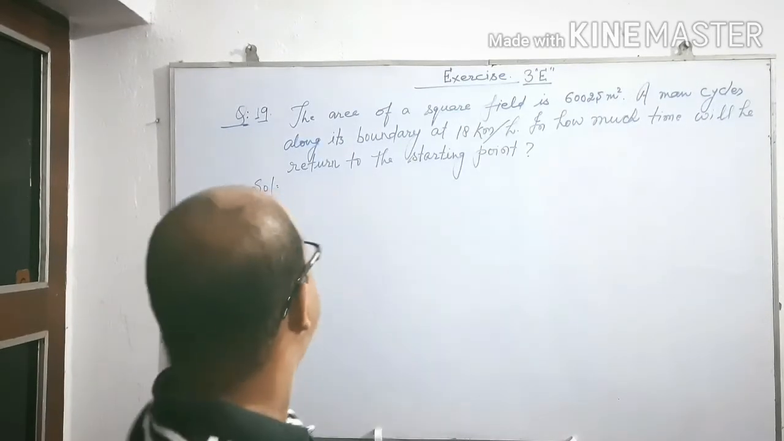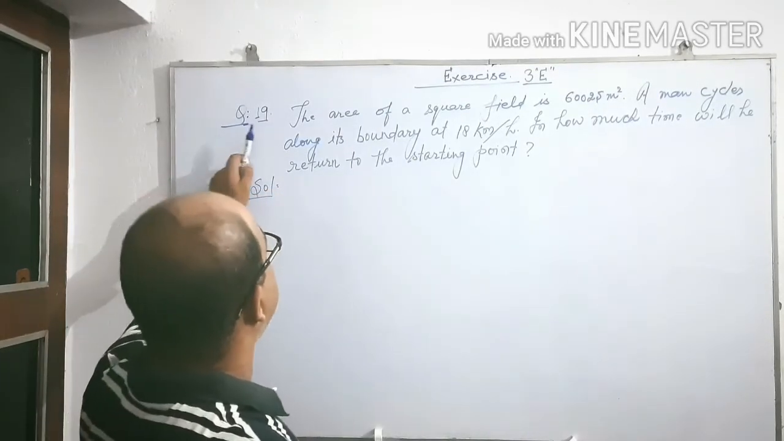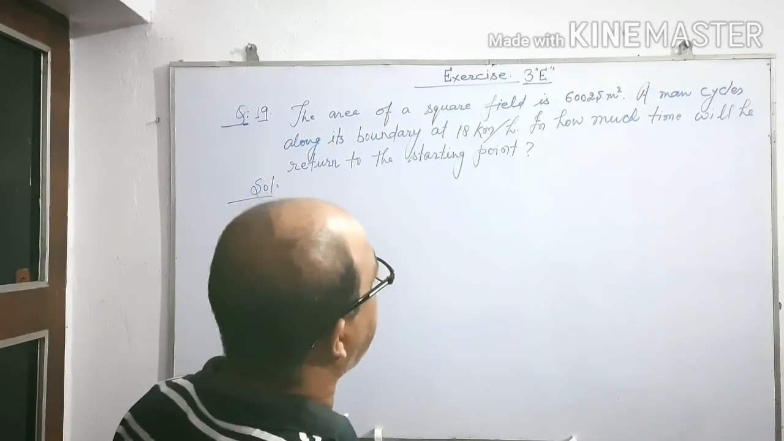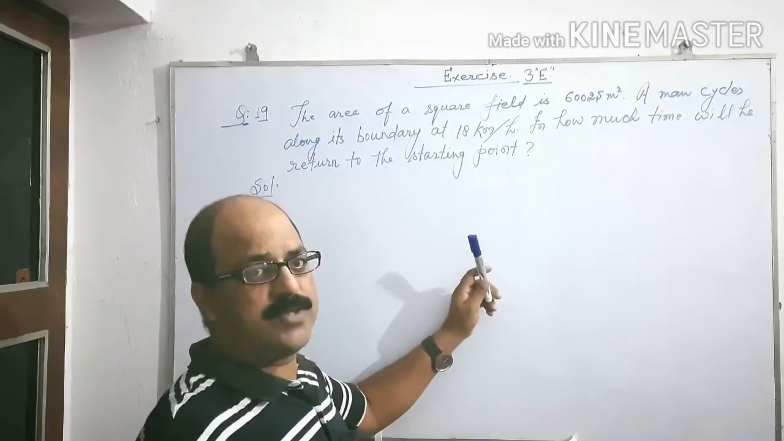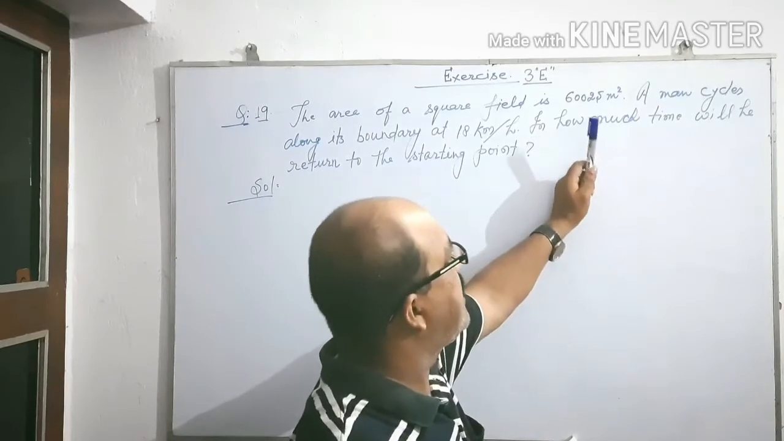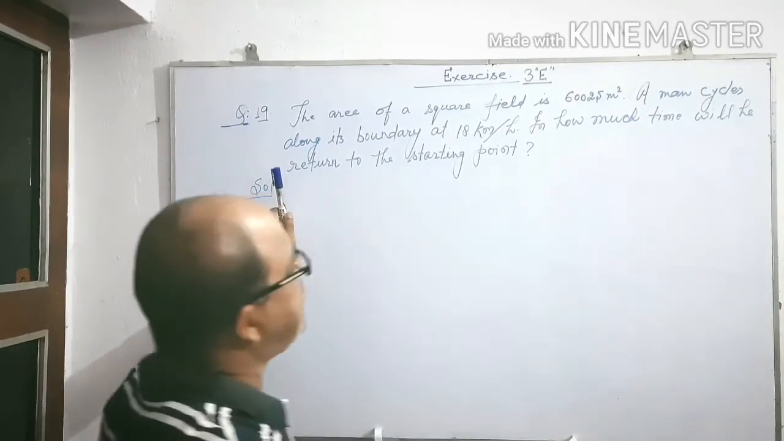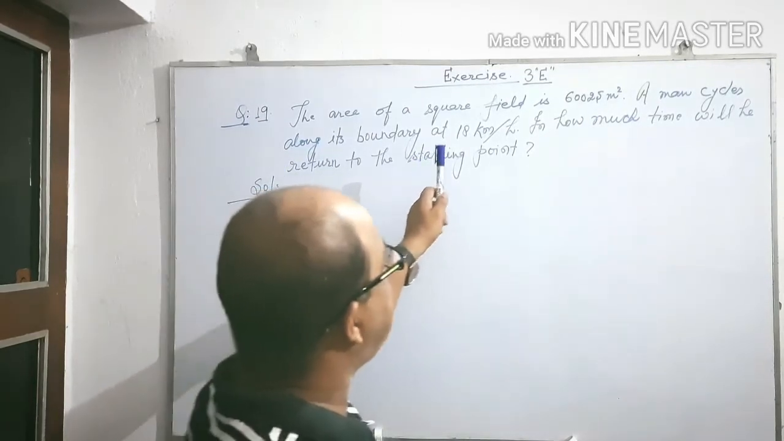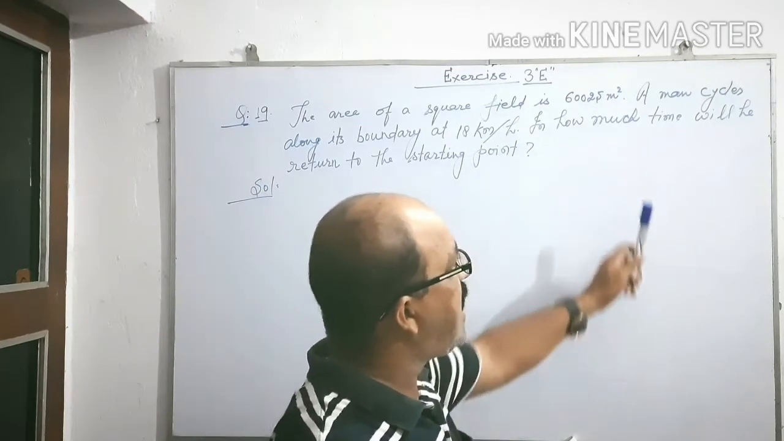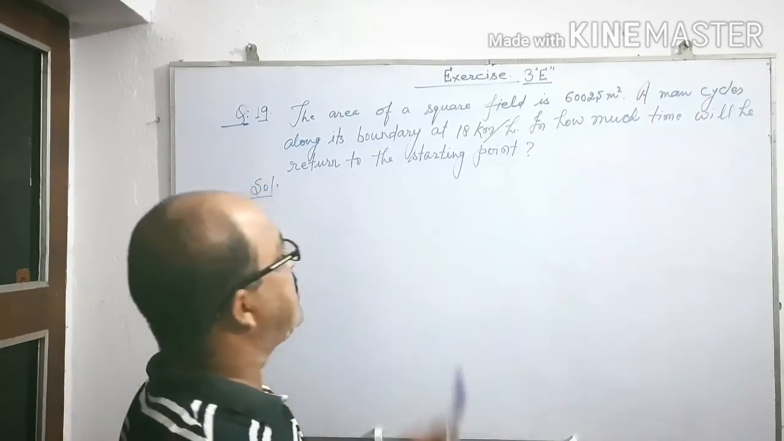And the last question of this exercise is question number 19. The area of a square field is 60025 meter square. A man cycles along its boundary at 18 km per hour. In how much time will he return to the starting point?